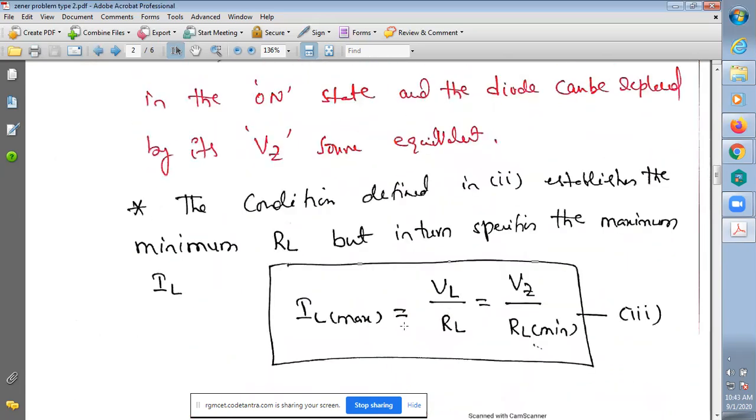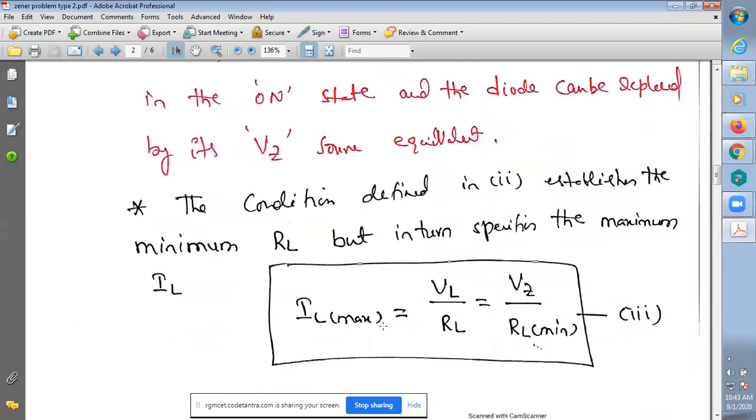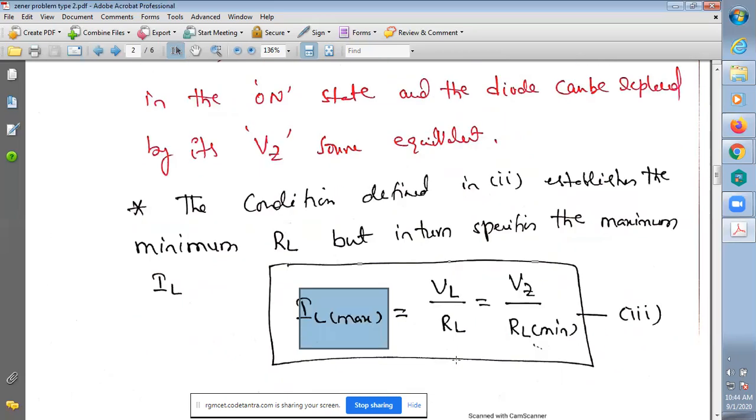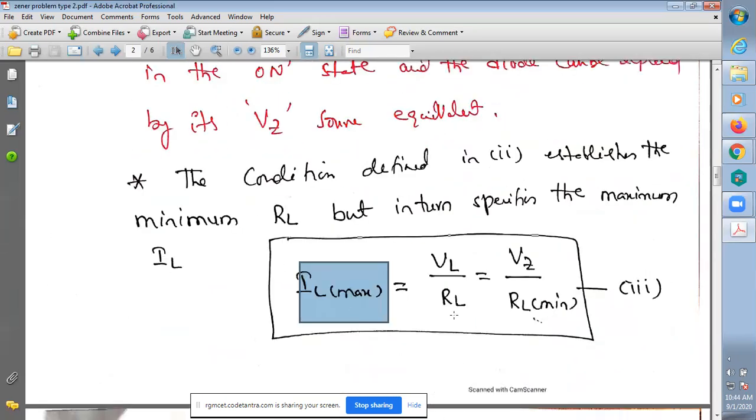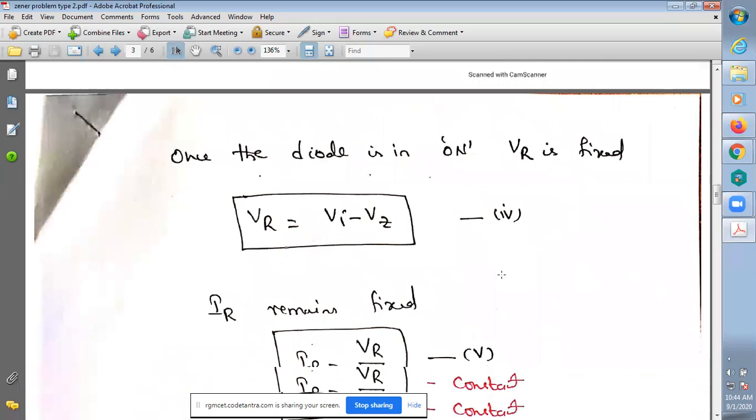Then once you know the RL minimum, find IL maximum. IL maximum is equal to VL by RL minimum, simply Ohm's law, I is equal to V by R. The condition is that when RL is minimum, the resultant current is maximum, Vz by RL minimum. So two parameters are over: RL minimum and IL maximum. Now the remaining things are RL maximum and IL minimum.